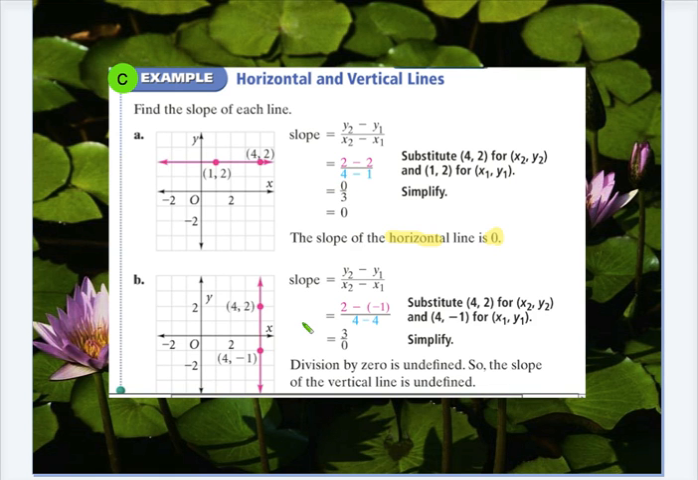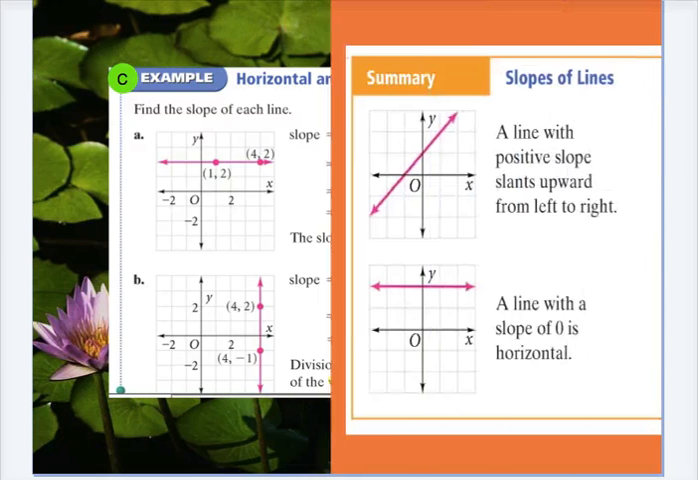Up and down, this is vertical. Straight up and down, that's vertical. This one is undefined. Why is it undefined? I don't know anybody that can walk on this slope. You're going to fall right off of it. It's just a killer type thing. Plus, they've already done all the work here for you. 2 minus negative 1. You notice here, you got a 0 on the bottom. You cannot divide by 0.